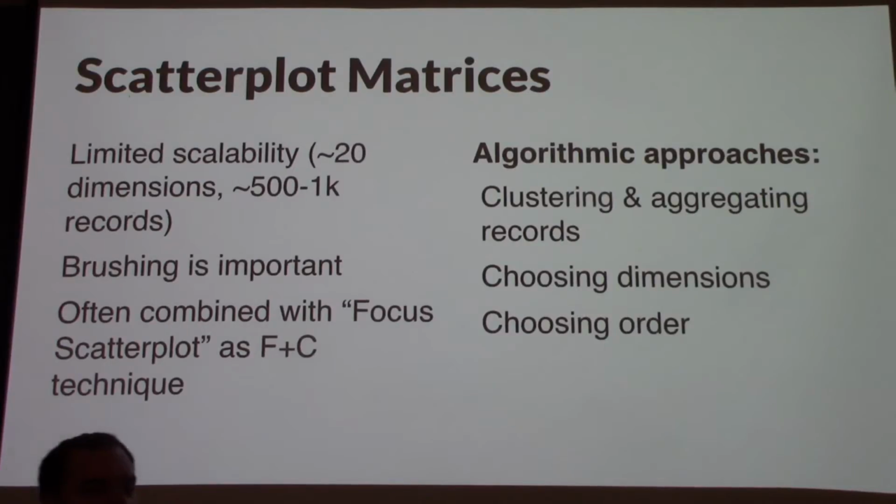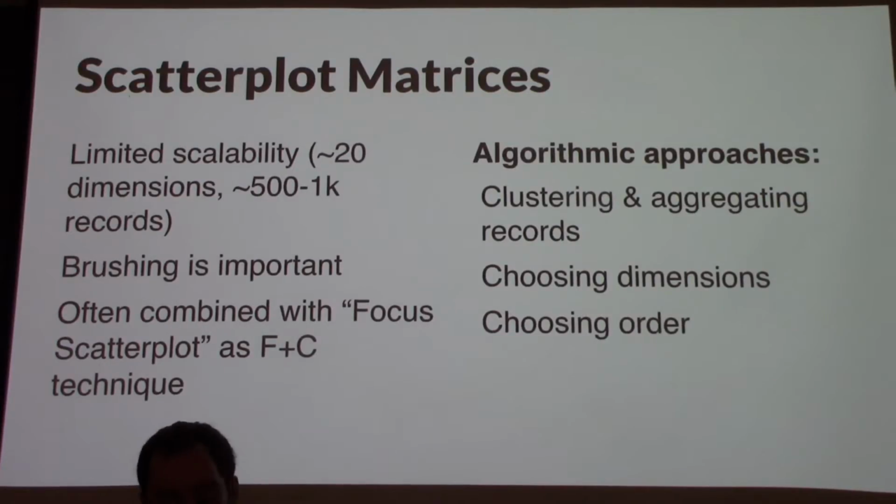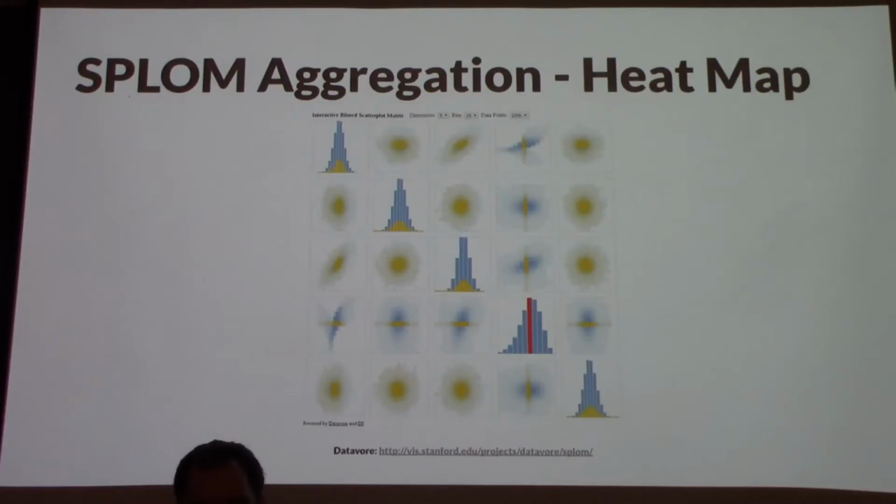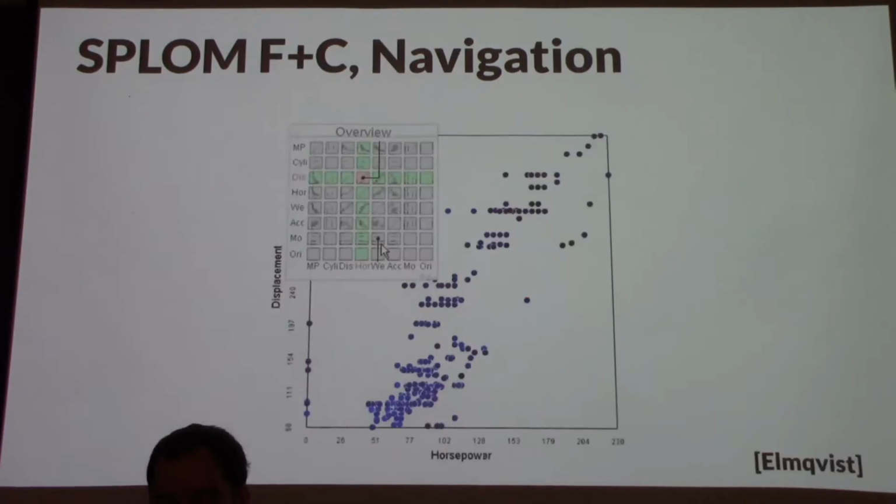Maybe you have to choose dimensions if you have too many, or maybe you can optimize the ordering, saying, okay, these dimensions correlate, so let's put them up in this one cluster. And so that's how you could use algorithmic support to make scatterplot matrices better. I've shown you this example of linking and brushing, so I'm not going to show it again, because we just had it last time for this Plum aggregation.